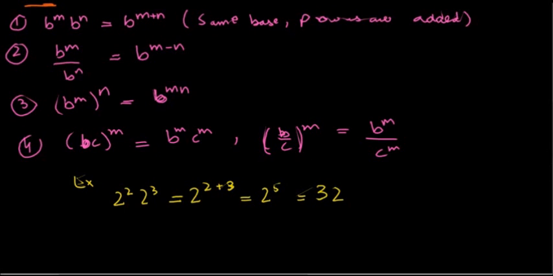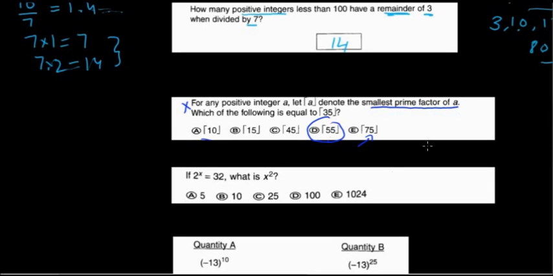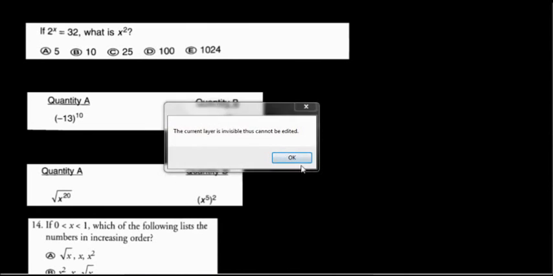Alright, let's do a GRE problem about this. So here's our GRE problem. If 2 raised to x equals 32, what is x squared? So this is a very typical GRE problem.